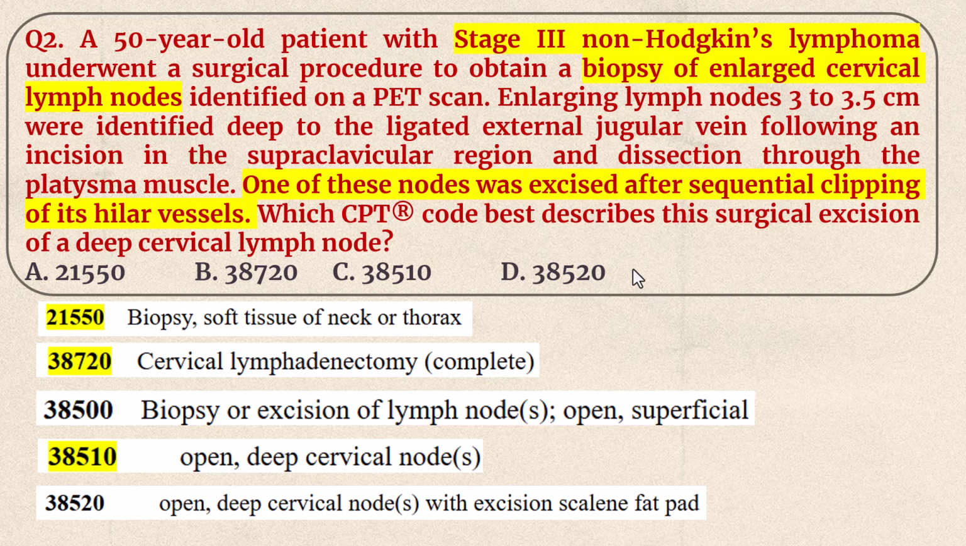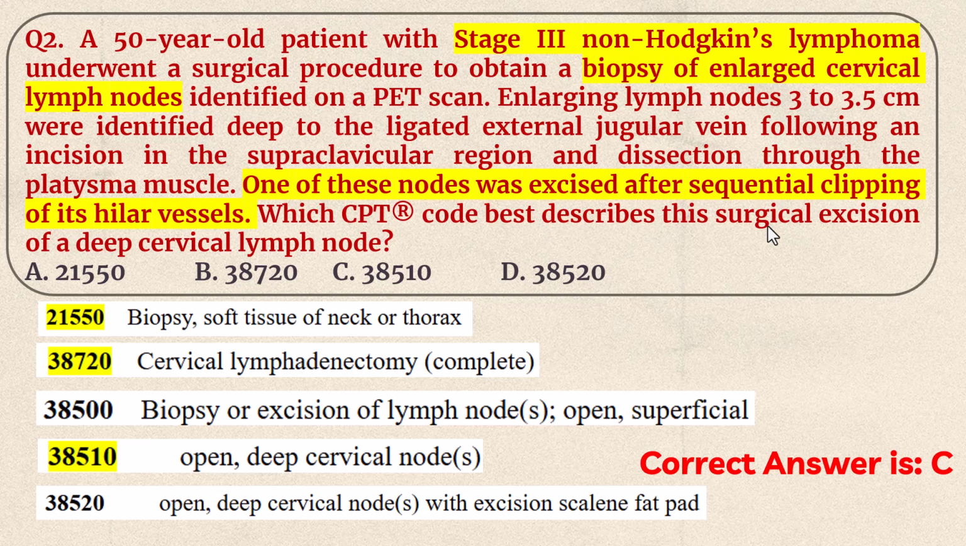So 38500 is a biopsy or excision of lymph nodes, open, superficial. 510 is open, deep cervical node. 520 is open, deep cervical node with excision of scalene fat pad. Here, one of these nodes was excised after sequential clipping of hilar vessels. So there's no muscle or fat pad removal. So the correct code is 38510. That is open deep cervical nodes. So the correct answer is C.